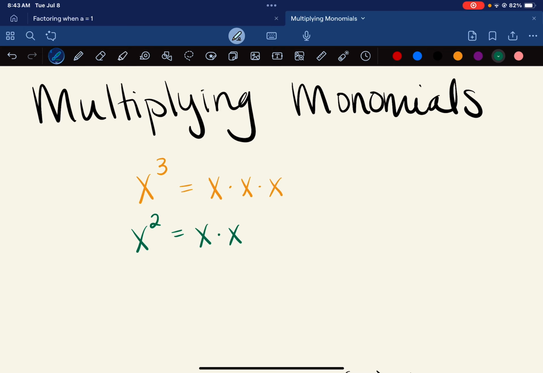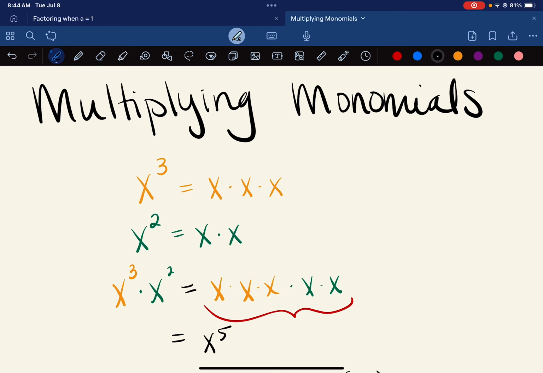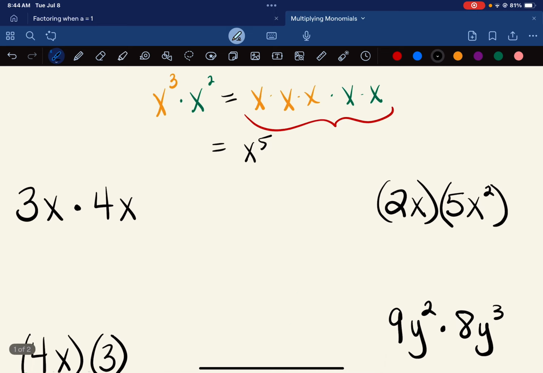So what do I do if I am multiplying these 2 variable expressions together? What if I have x cubed times x squared? That is going to be the same thing as saying x times x times x, and then of course times x again. How many x values do we have here all together? 1, 2, 3, 4, 5. So x to the 3rd power times x squared is just x to the 5th power. That's your little exponent reminder.